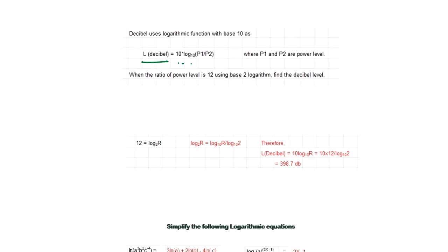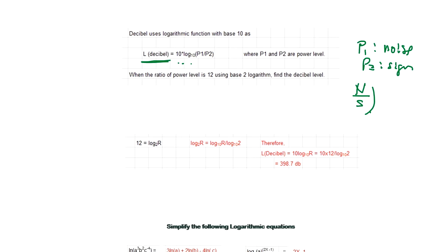So suppose you have a signal to noise, and signal, the ratio, you take log 10 and multiply by 10. That's going to be the noise signal ratio defined by decibel. Okay.